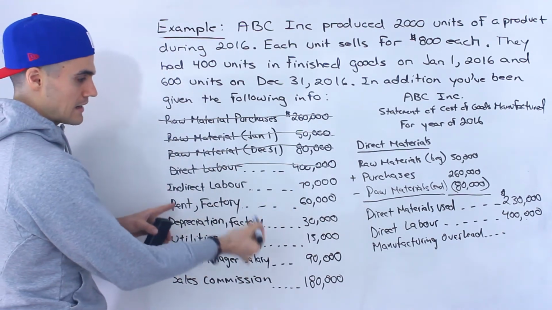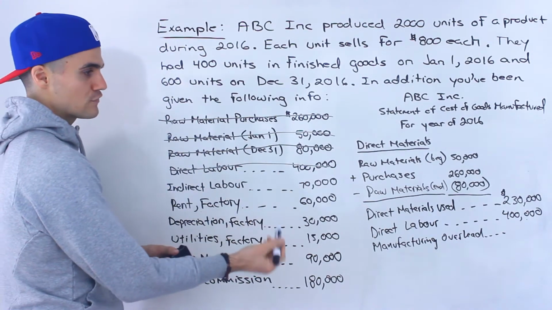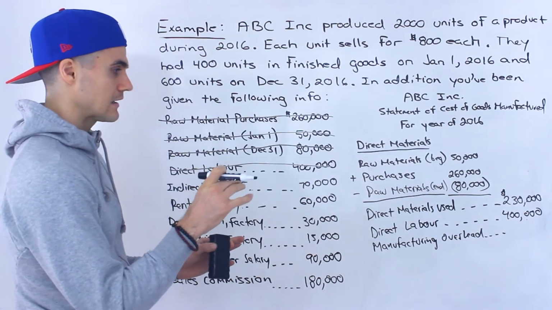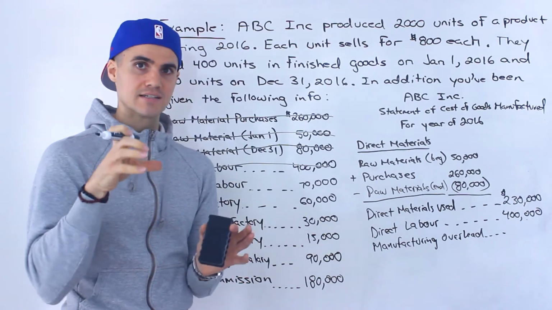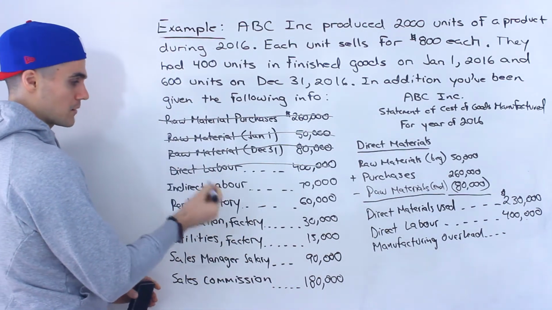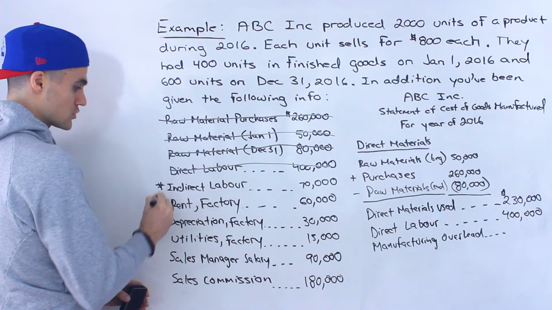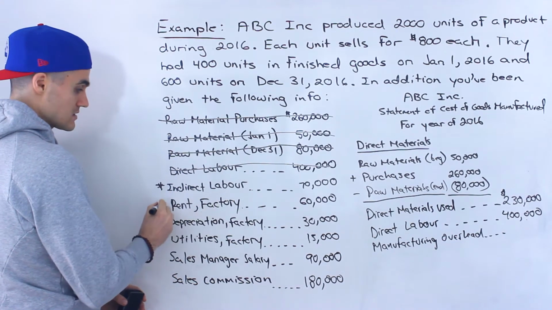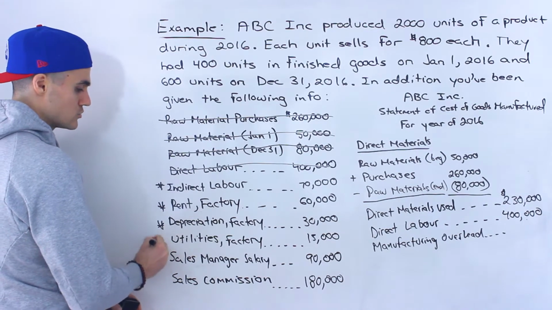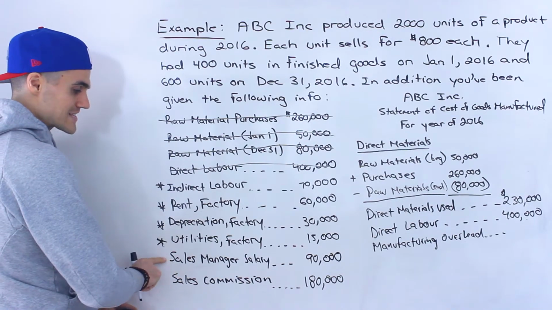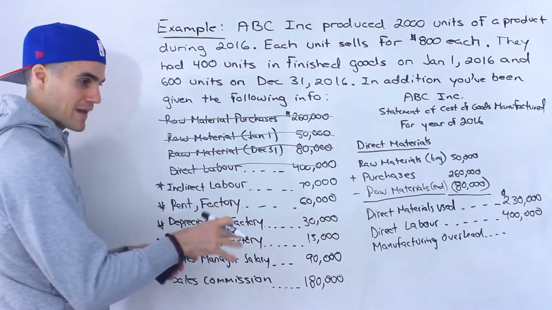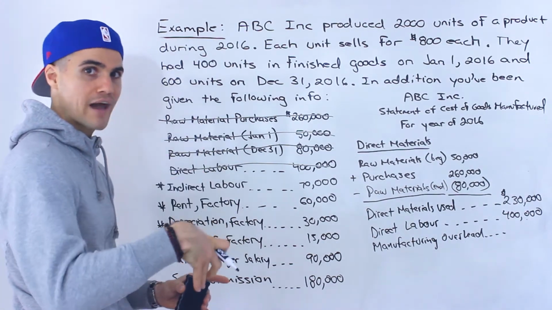Out of these remaining figures here, what's the manufacturing overhead going to be? Well, it's going to be any expenses or costs dealing with the factory where you're manufacturing the product. So that's going to be indirect labor, the rent for the factory, the depreciation on the factory, and the utilities of the factory. And then sales manager, sales commission, that's not expenses or costs incurred in the factory.